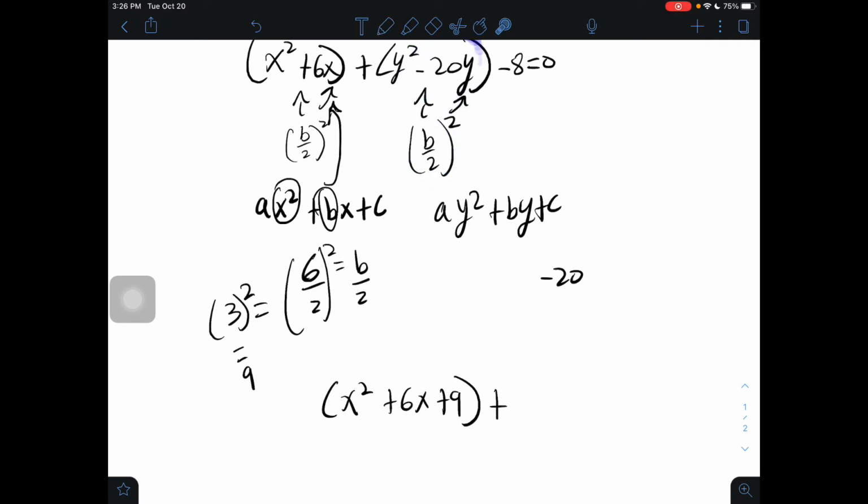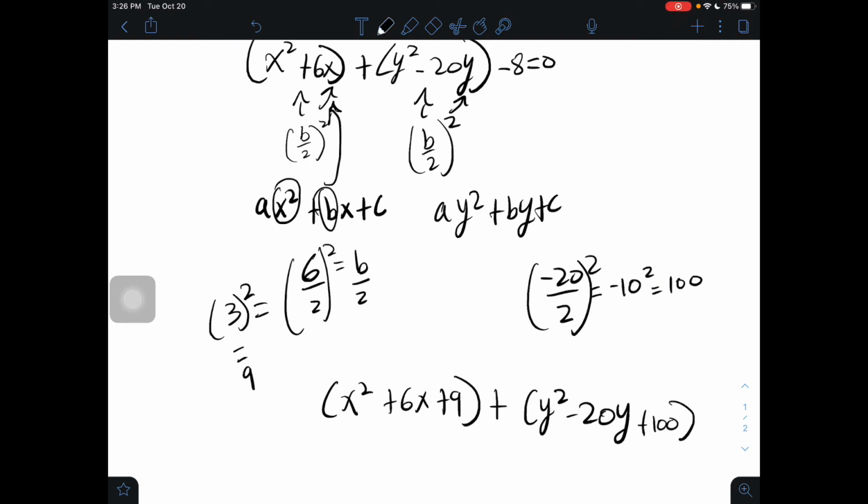Our b value is negative 20. b over 2, so negative 20 divided by 2 is equal to negative 10. And we're going to be squaring this. So we're going to square our negative 10, which gives us a positive 100. So now this positive 100 is going to be added right here inside of our y parentheses. So now we have plus y squared minus 20y, and we're adding this 100 into here, plus 100 minus our 8 equals 0.